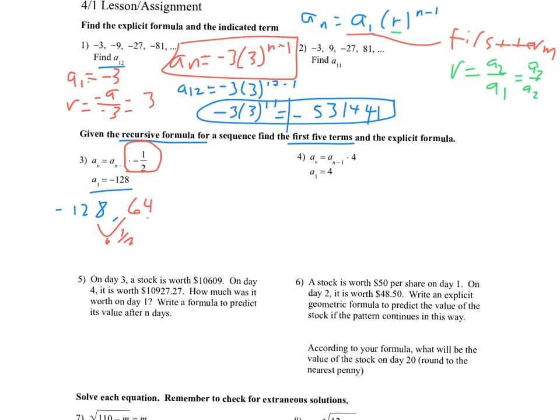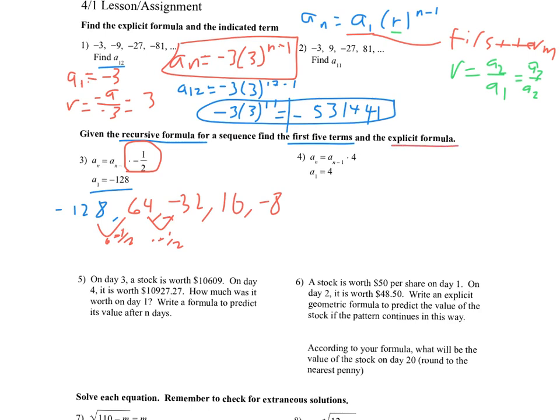And then if I times negative 1/2 again, it's going to give me negative 32. And then if I do it again, it's going to give me a positive 16 and then a negative 8. And then it wants the explicit formula.